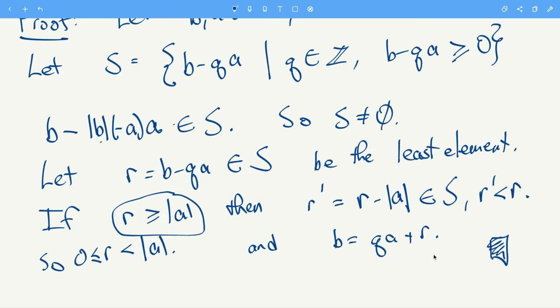And of course, by construction, qa plus r is equal to b, and we're done, except I didn't show that q and r are unique. So let's just omit that. I will probably ask you to do that on an assignment or something like that.